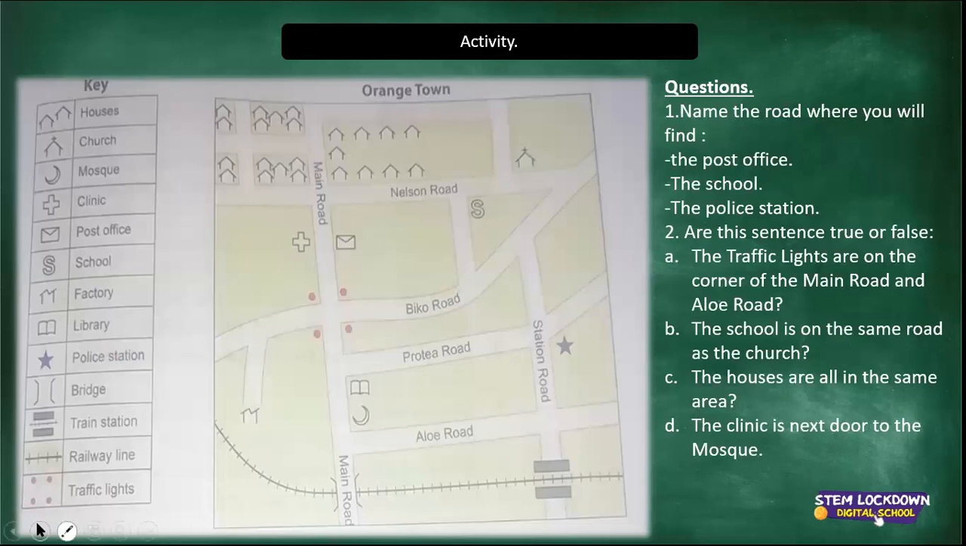On the group chat, they're saying false. Pumzile says false. Pamela says false. Toby also says false. That's the correct answer.